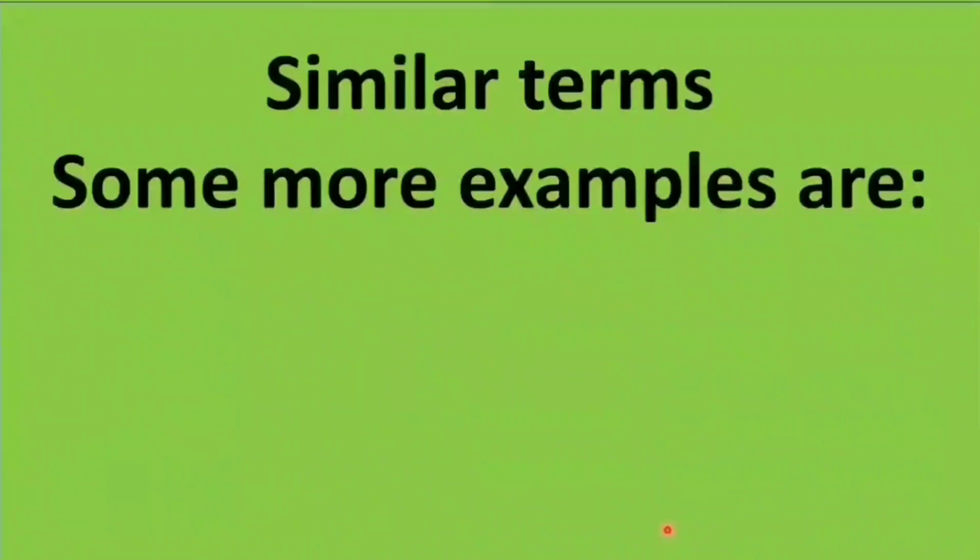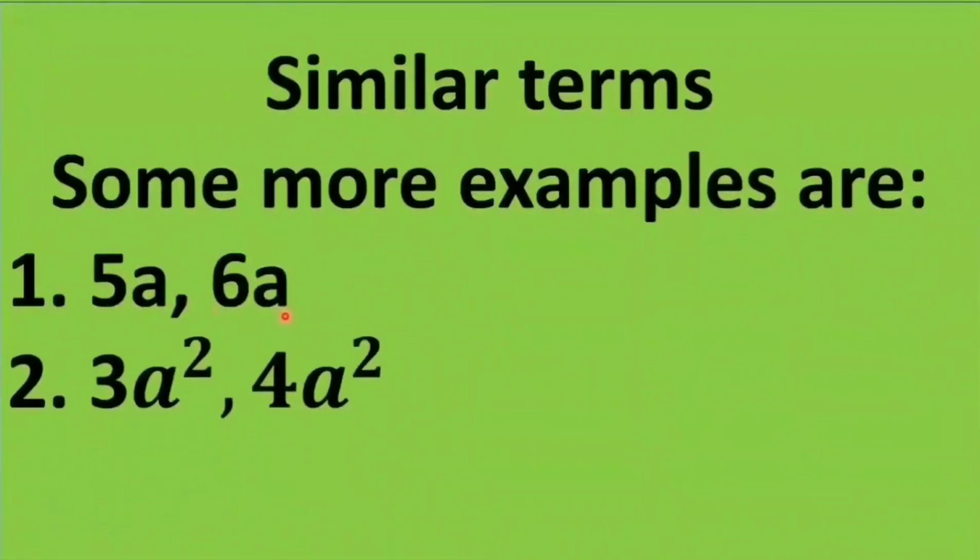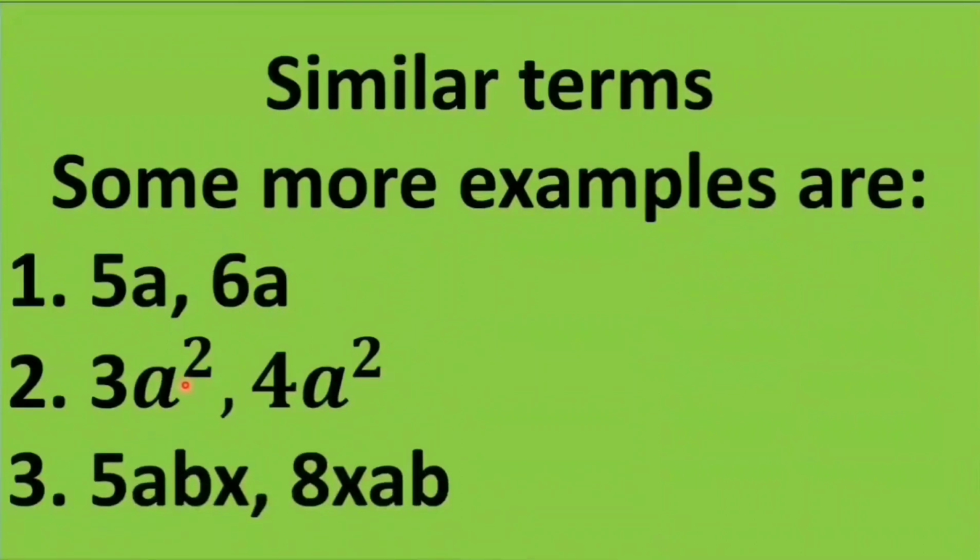If you want to see some more examples of similar terms, see here, 5a and 6a. See, the variable is same here. Again, 3a square and here it is 4a square. See, the variables are same here. So we can consider these as similar terms. Here also, the variable is a, b, x and here x, a, b. The thing is same. So though the numerical coefficient is different, the variable is same, so we will consider these terms as similar terms.